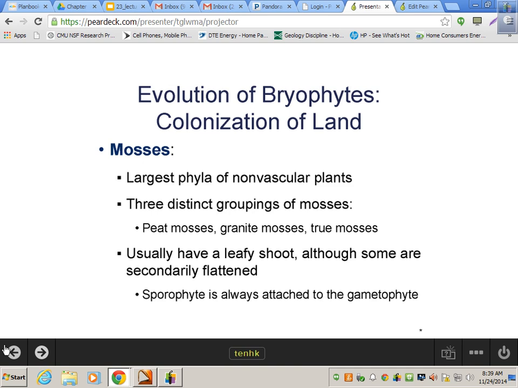The sporophyte is always attached to the gametophyte. So that means that at the junction where the structure grows out of is the actual gametophyte. We'll look at that in a minute.